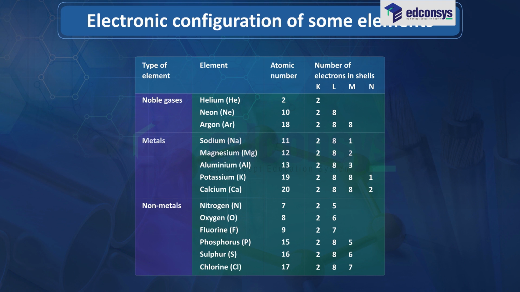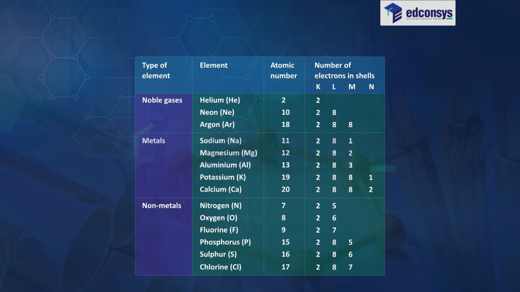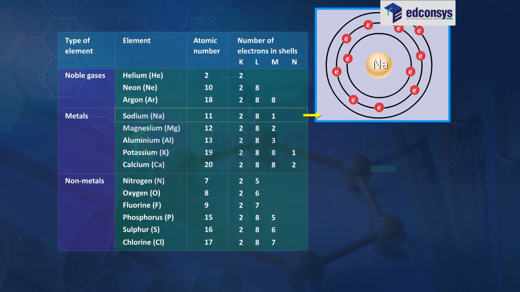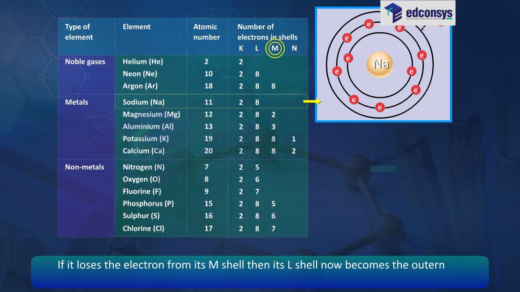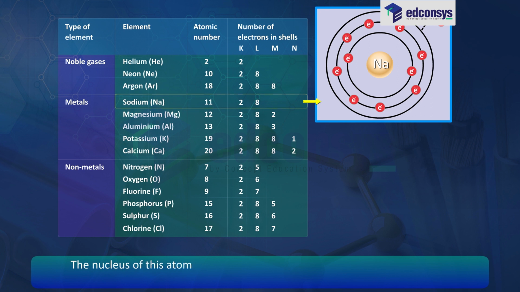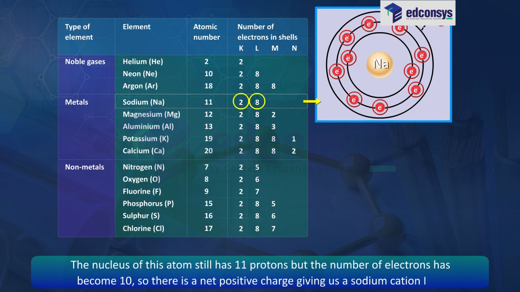Electronic configuration of some elements. We can see from the table that a sodium atom has one electron in its outermost shell. If it loses the electron from its M shell, then its L shell now becomes the outermost shell, and that has a stable octet. The nucleus of this atom still has 11 protons, but the number of electrons has become 10. So there is a net positive charge, giving us a sodium cation Na+.